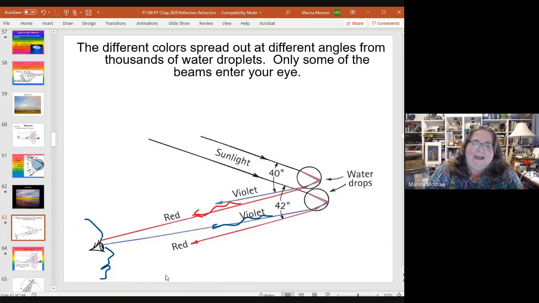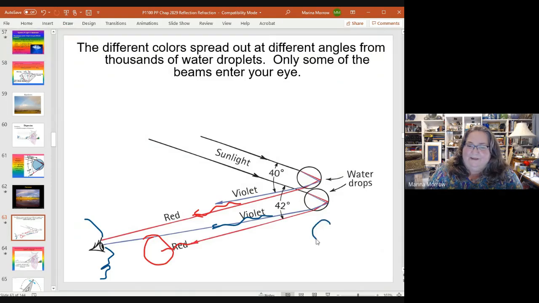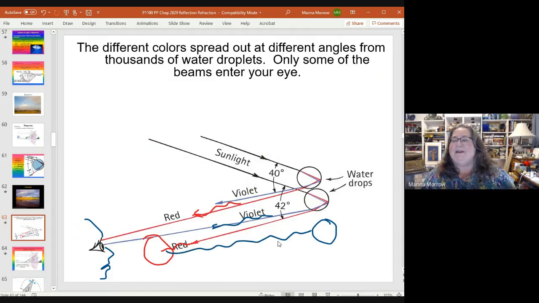And what happens is that if there's someone else with you, if they're shorter, then maybe the red comes from what was your violet one, and their violet comes from a water droplet that's even lower. Okay, so everybody's going to see the rainbow in a slightly different place. You saw it in this group, and your friend saw the rainbow from red to violet in this second bunch of raindrops.